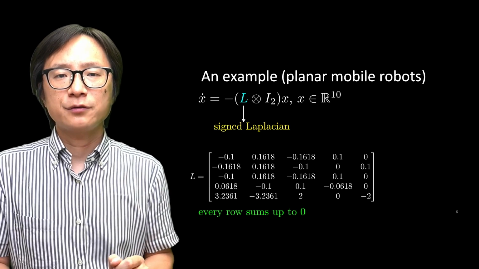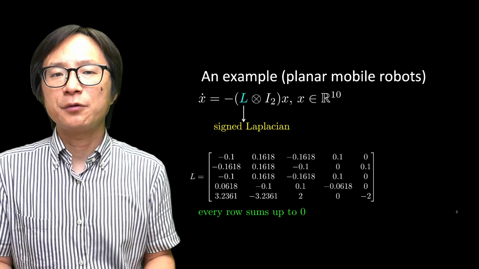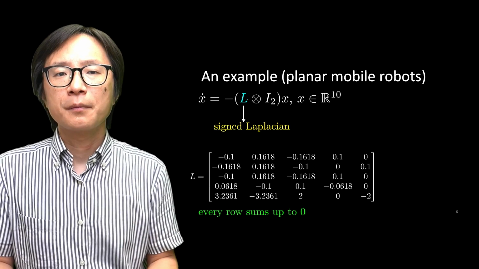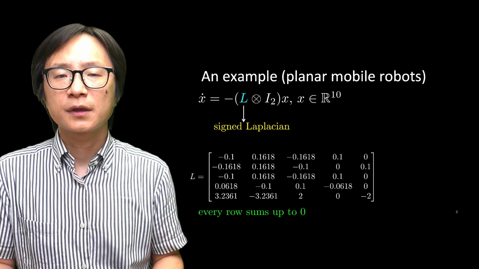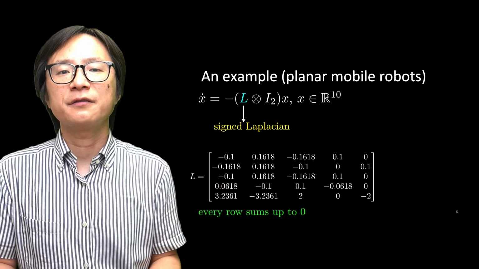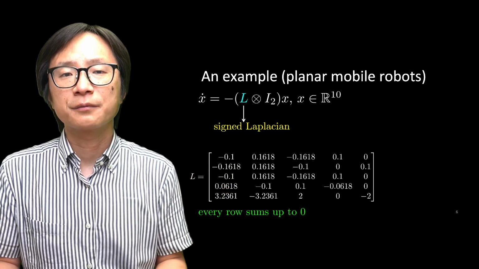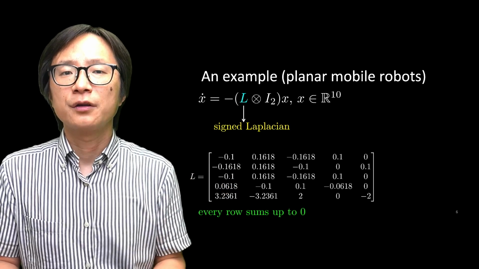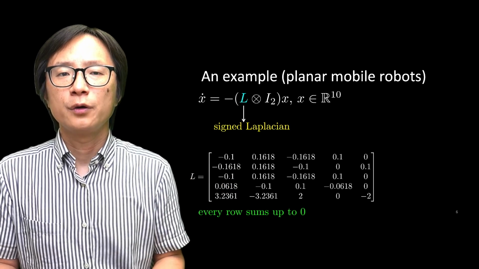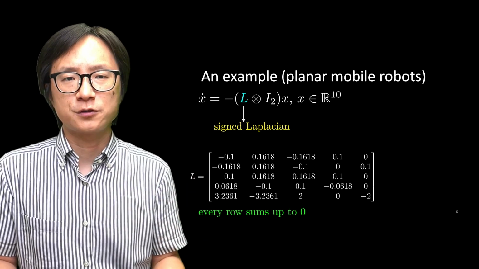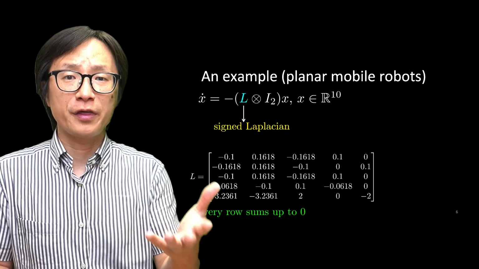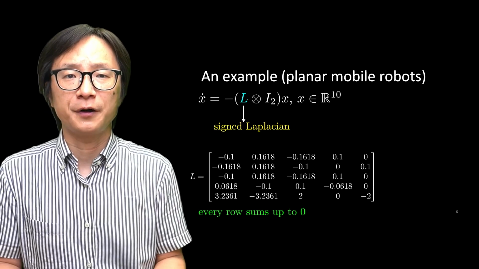Now, if we use exactly the same differential equation, but use a different Laplacian matrix. In this Laplacian matrix, we still have that every row sums up to 0, but we can have negative diagonal entries, and we can also have positive off-diagonal entries. And this is known as the signed Laplacian. So the sign pattern in this Laplacian is more or less arbitrary, although every row still sums up to 0.